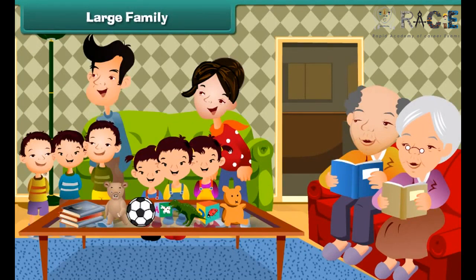Small family. Ritu's family has 4 members. They are Ritu, her mother, father, and brother.